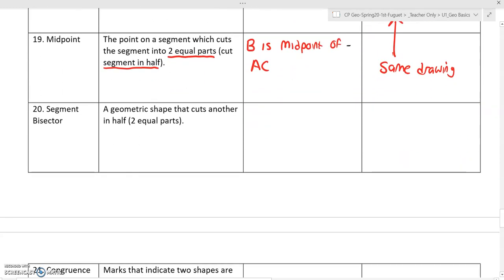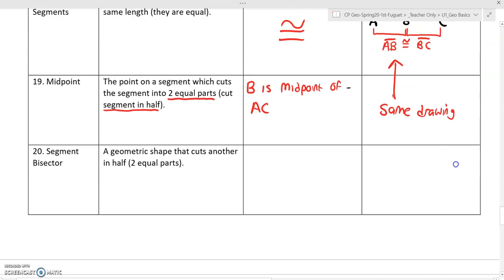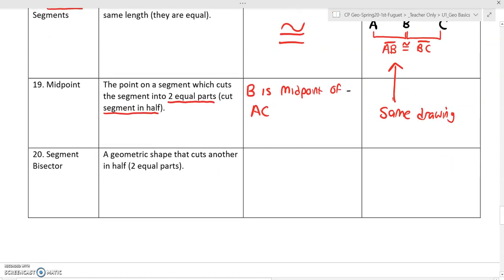The next one is called segment bisector. In this one, we're talking about any geometric shape that cuts another thing in half. And just like we said earlier, it's two equal parts. An example of this is we can say that line L bisects segment AC. So if I have that same segment AC that we've been drawing for the last couple problems, here's AC. Line L is a line. I am simply going to use it to cut it, just like that.